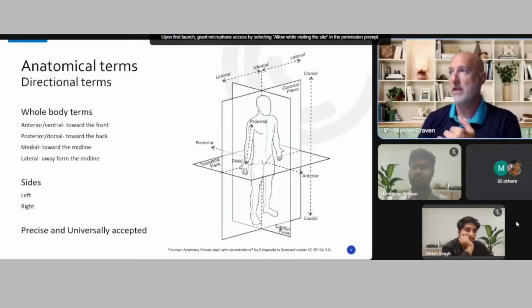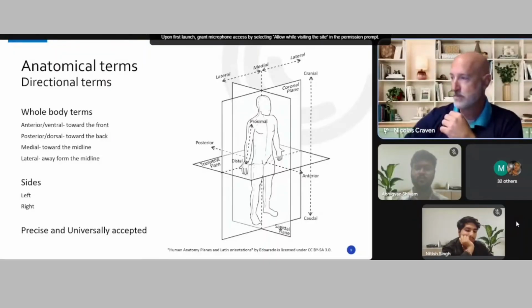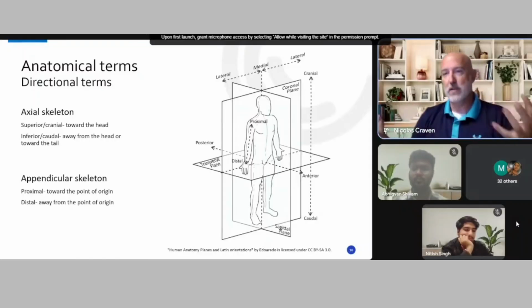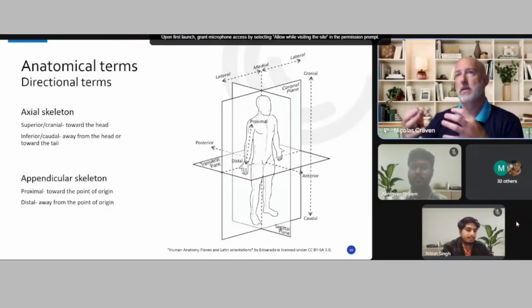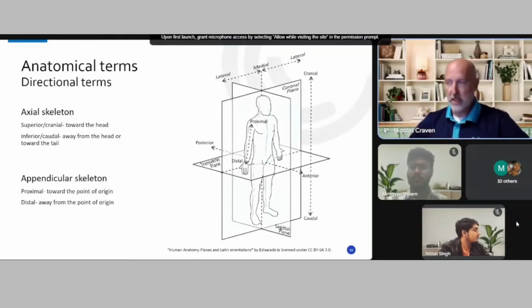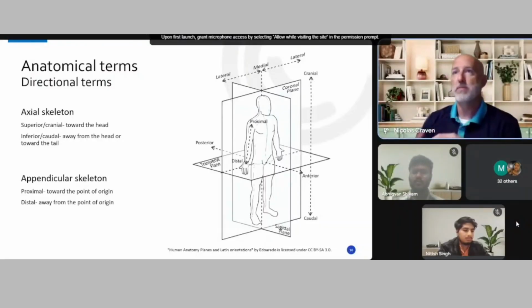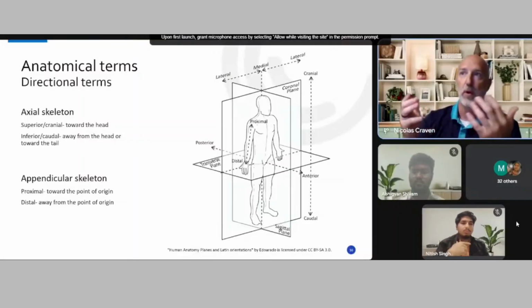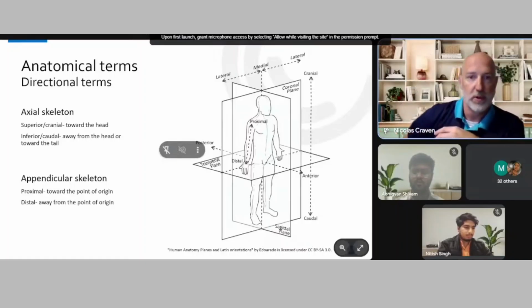And of course, we have a left and a right side that gets divided by that midline. Also within the body, we have two skeletons, so to speak: an axial skeleton and an appendicular skeleton. The axial skeleton consists of your trunk, your torso up to your head, and the appendicular skeleton is your arms and your legs. The reason this becomes important is because there are some directional terms that we use in relation to the axial skeleton versus the appendicular skeleton. As you can see right here, superior or cranial refers to towards the head, and inferior or caudal refers to towards your tail or towards your bottom.